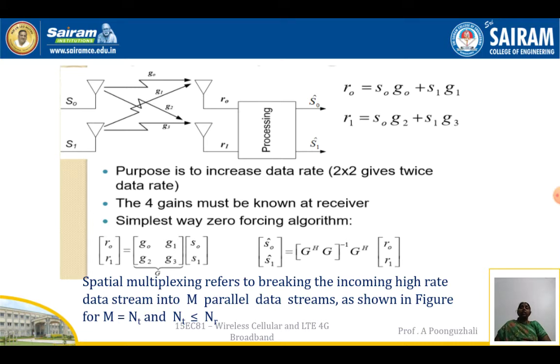For that we use an algorithm called the zero forcing algorithm. In this, the received signal R0, R1 is taken as the gain matrix G0, G1, G2, G3 into the transmitted signal. The gains of the first antenna are G0 and G1, and for the second antenna they are G2 and G3. The estimated signal S0 cap and S1 cap is equal to G power H, the Hermitian matrix, into G inverse, into G power Hermitian matrix, into R0 R1.